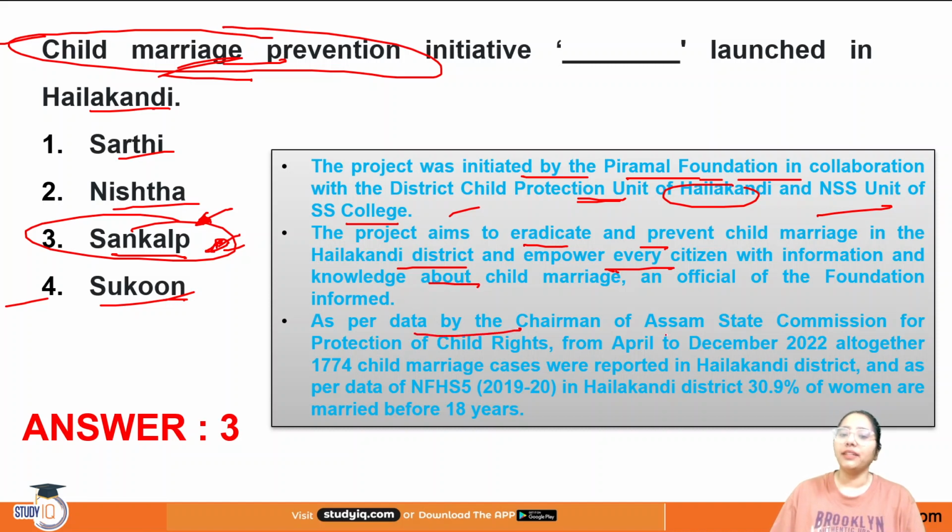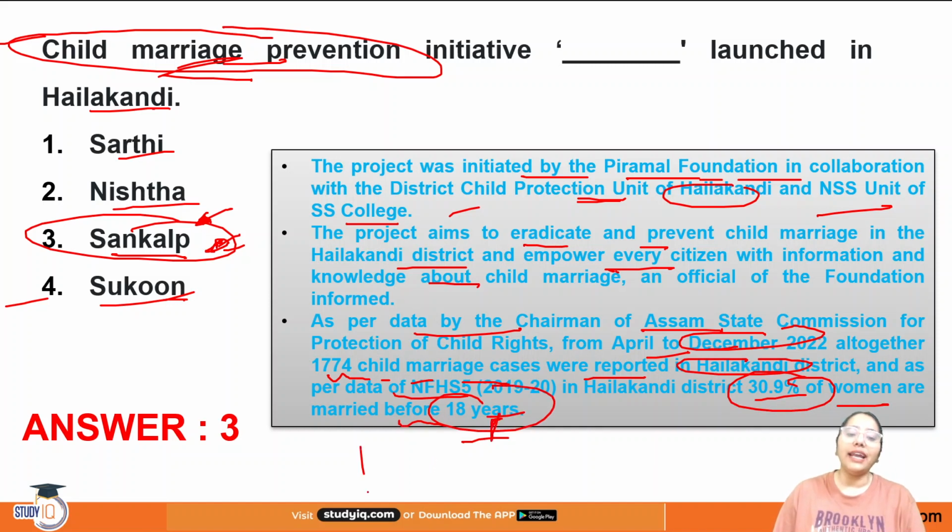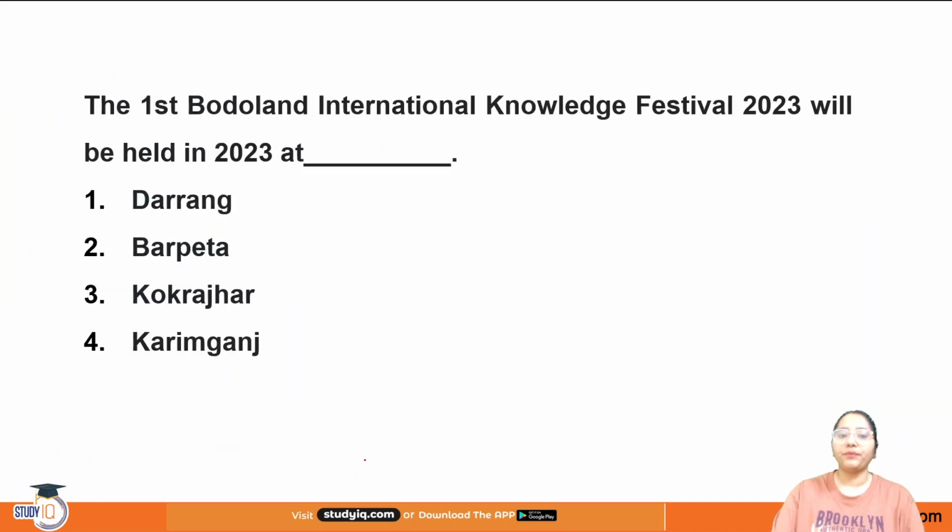As per the data by the chairman of the Assam State Commission for the Protection of Child Rights, from April to December 2022, 1774 child marriage cases were reported in Hailakandi district. And as per the data of the National Family Health Survey, report number 5, in Hailakandi district, 30.9% of women are married before 18 years. So you can see the high rate of child marriage prevalence in the state of Assam, particularly in Hailakandi district. That's why the Sankalp initiative is launched in Hailakandi district.